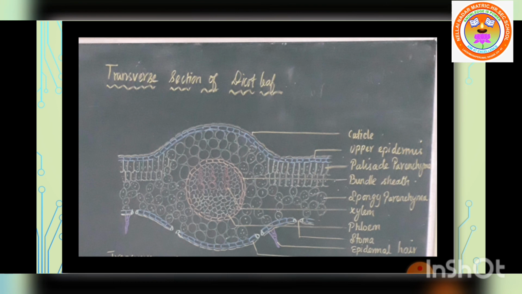Then in xylem, vessels and xylem parenchyma are present. Tracheids and xylem fibers are absent. Phloem consists of sieve tubes, companion cells, and phloem parenchyma. Phloem fibers are absent. That's all about the internal structure of dicot leaf.